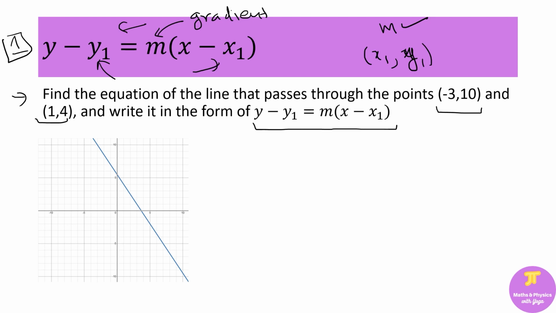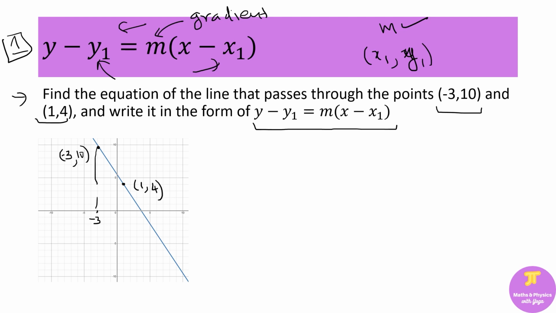So they say this line goes through (-3, 10). So this is a point, (-3, 10), and (1, 4) is the second point. So the gradient, how can you find the gradient?